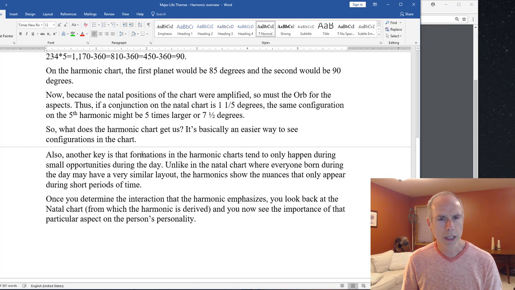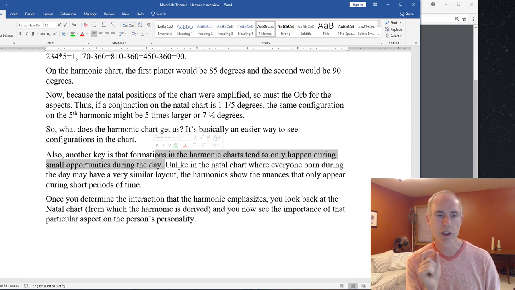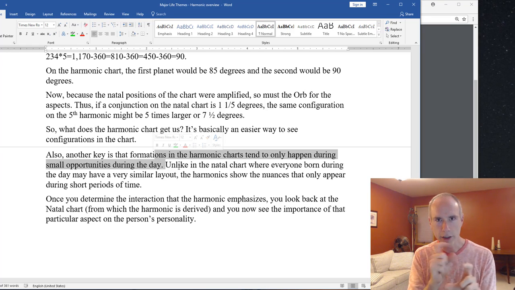And one of the cool things about this is this paragraph right here. Also, another key is that the formations in the harmonic charts tend to only happen during small opportunities during the day. Unlike the natal chart, where everyone born in that day may have a similar layout, harmonics show nuances that appear during short periods of time. These are the things that we're looking for to differentiate you from everybody else born on that day, or that month, or in that 7-year period. Whatever those bigger astrological influences are, we want to drill down to those fine nuances.